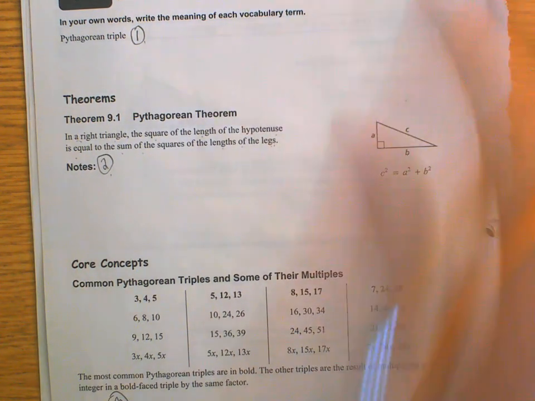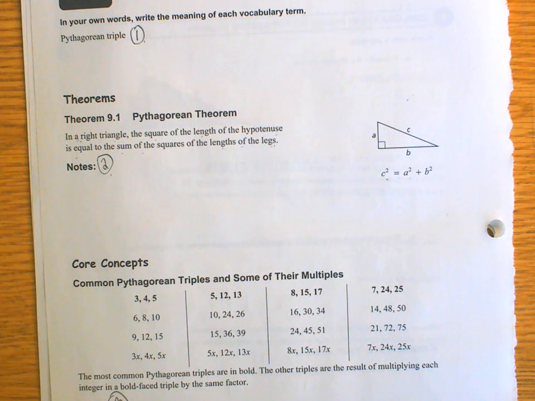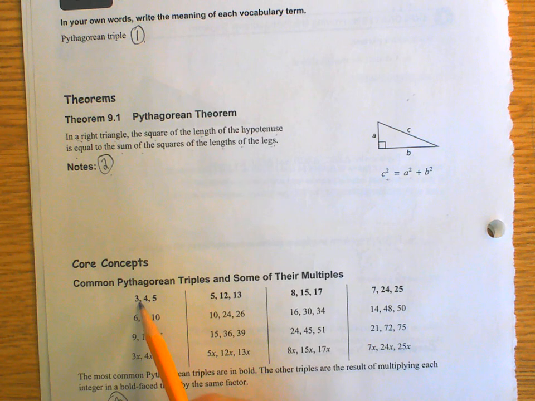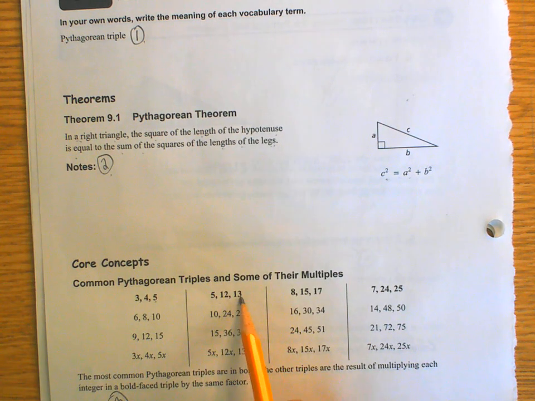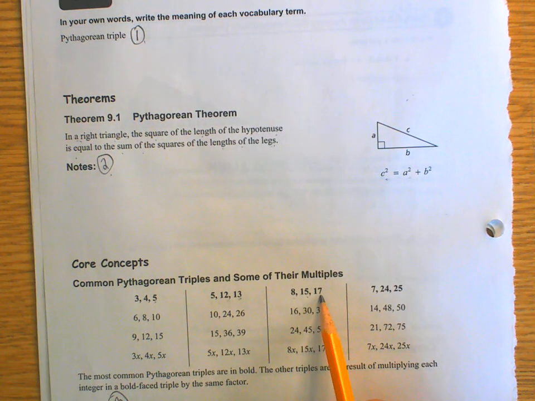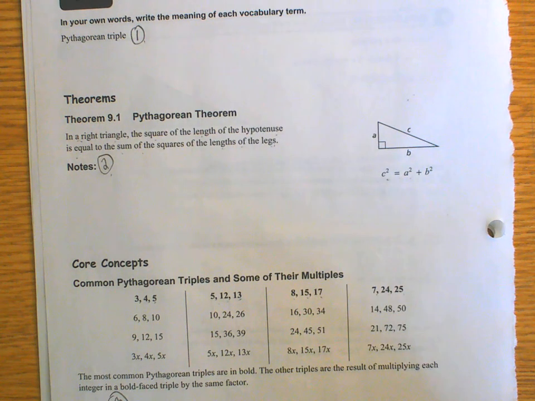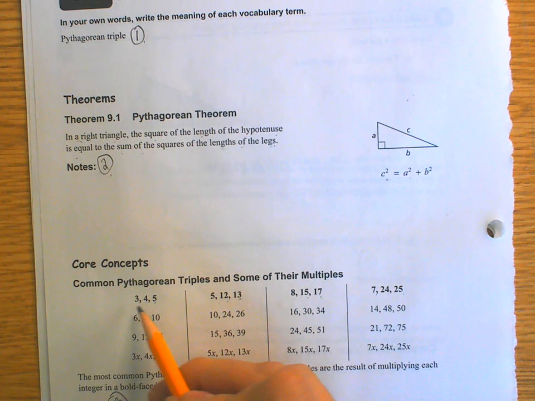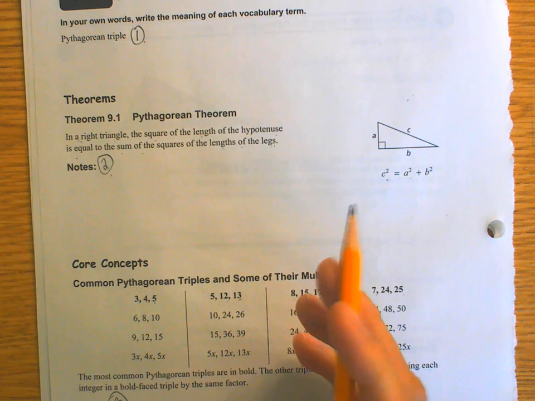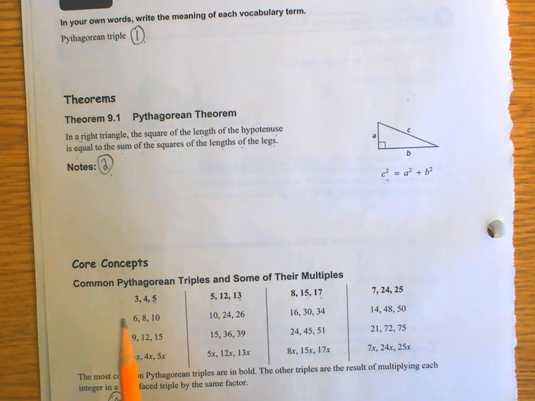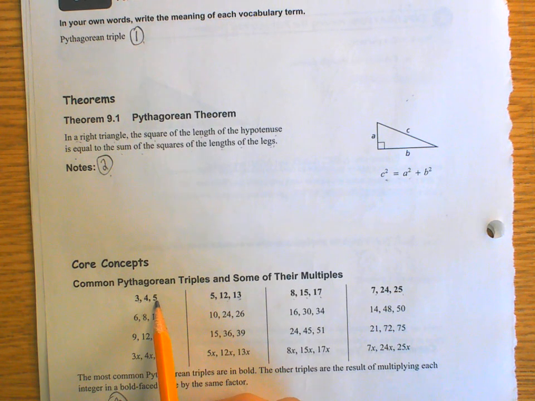Now, there are 4 different types of Pythagorean triples: 3, 4, 5; 5, 12, 13; 8, 15, 17; and 7, 24, 25. So what exactly is a Pythagorean triple? A Pythagorean triple is a set of 3 integers such that the 2 smallest ones, each squared and then added together, should equal the largest one squared.